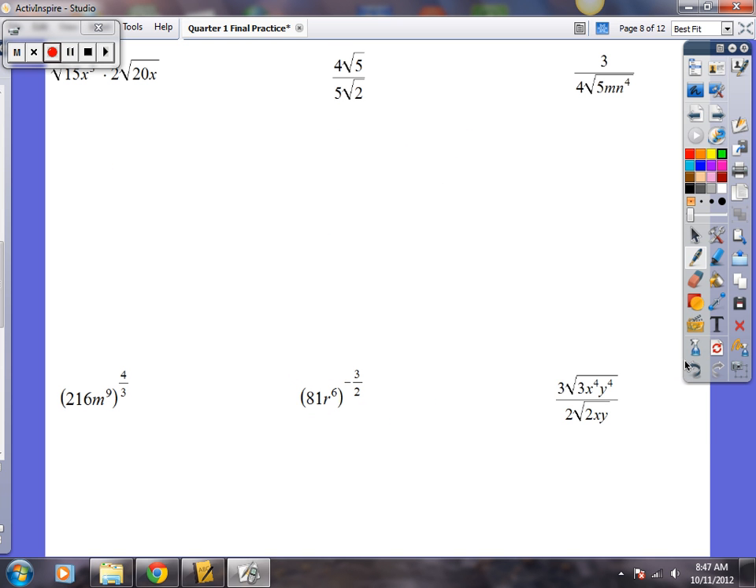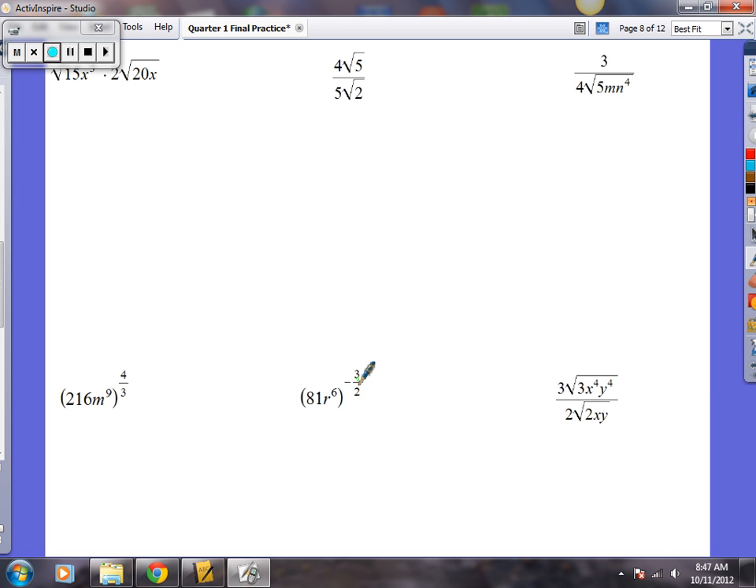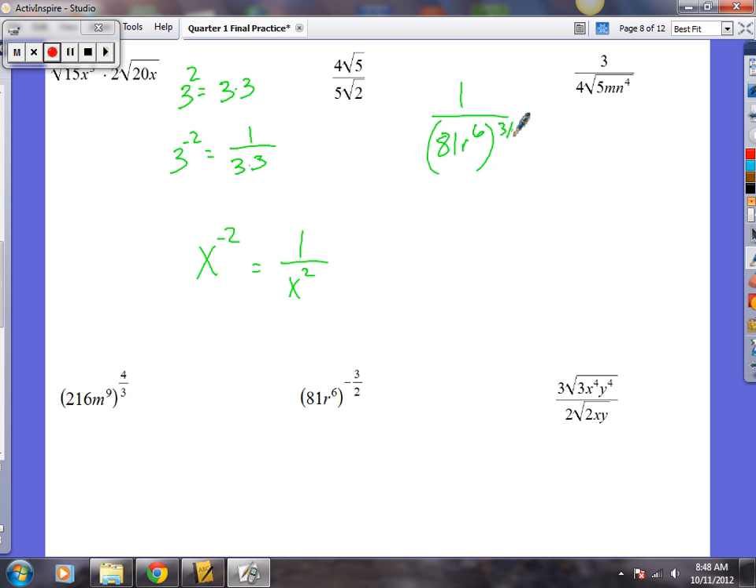Okay, the negative exponent on this next one. Anytime you have a positive exponent, that's repeated multiplication. But if you have a negative exponent, that is repeated division. So the trick is pretty slick. If you ever have a negative exponent, how you remedy that is you just write it over, make a fraction out of it, put it under 1. So here's my move number 1. I'm going to put 1 over 81 r to the 6th raised to the 3/2 power.